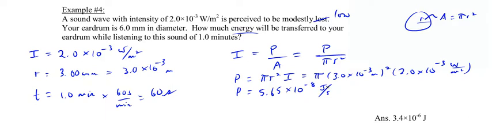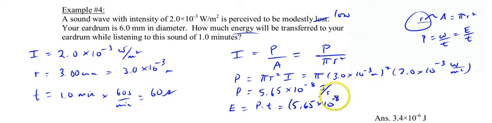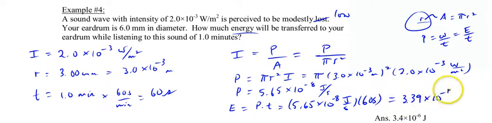So now that we know how many joules are being emitted per second, we're looking at a time period of 1 minute, which is 60 seconds. To find the total energy, we're going to take that power and multiply by the time. Remember, power is work over time, or energy divided by time. So cross multiplying, we get energy equals power times time. So we have that power of 5.65 times 10 to the power of negative 8 joules per second multiplied by 60 seconds, which gives you an answer of 3.39 times 10 to the power of negative 6 joules.